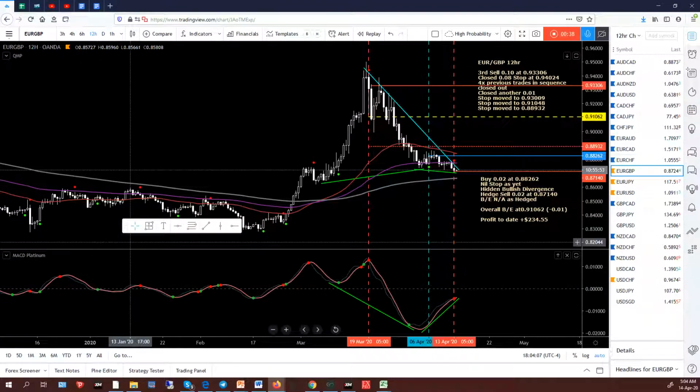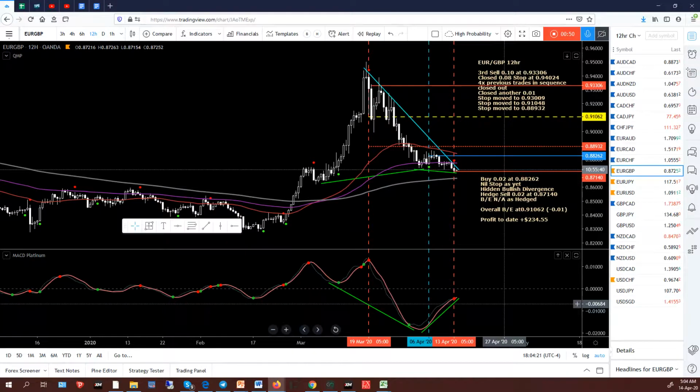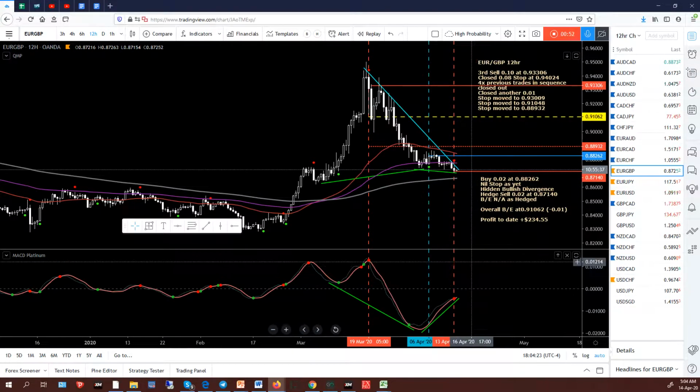This is my 12-hour charts here on the right. This is my watch list as usual. The ones highlighted in orange are the ones I'm going to discuss in this video. The ones in blue are the ones I've got trades on, and the ones that aren't highlighted, no trades. So we'll start with the euro pound.